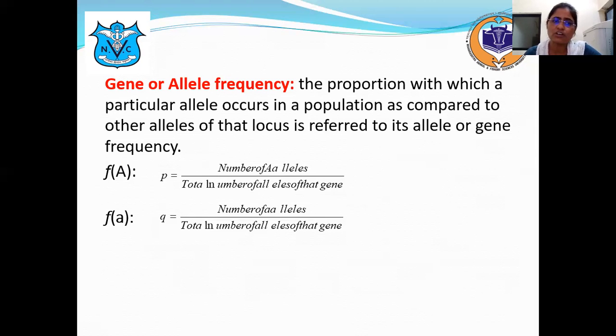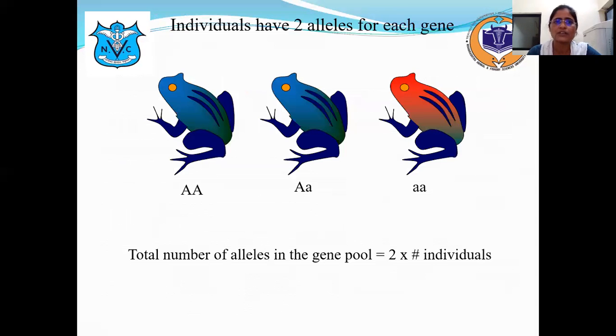Next one is frequency of small a allele. It is indicated by q. So number of small a alleles present in the population upon total number of alleles of that gene in the population. So we will have individuals with 2 alleles. So we will have 2 alleles with 3 genotypes. So the total number of alleles in the gene pool we have to calculate by total number of individuals present in the population multiplied by 2.